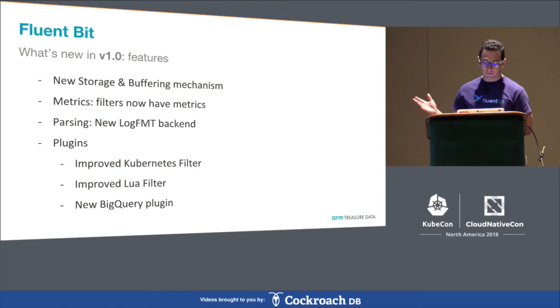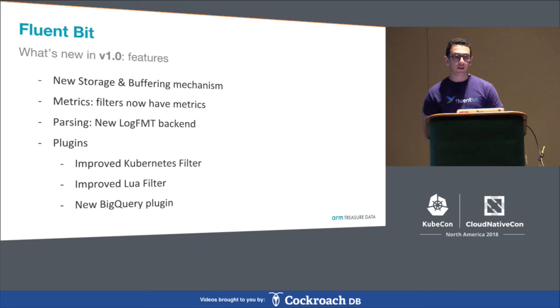So what is coming up in this 1.0 version? One of the things is that we have a new storage and buffering mechanism. So when I said at the beginning that buffering is really important, by default, we always use memory. But now we have a way to store the data in memory, but also in the file system, just in case something happens, we have a backup of that data. On the metrics side, the filters didn't have metrics, but now they have it.